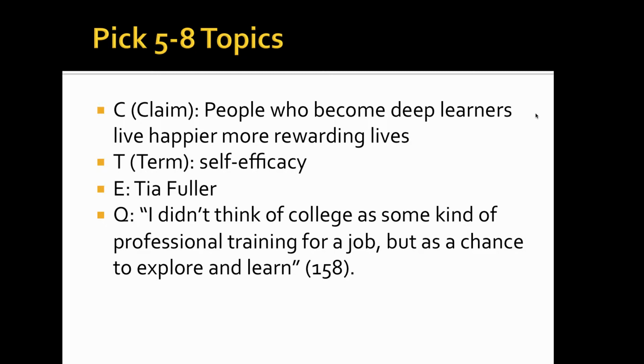And the CTEQ method actually perfectly identifies potential topics for you, because one topic could be a claim. A claim is an argument Bain is making. That could be a focus of a section of your paper. Another kind of topic could be a term, something like self-efficacy. Another kind of topic that you could explore in your paper would be an example, like Tia Fuller. Or finally, a quote, like this one here that I find so interesting in terms of what it suggests about how my favorite spider scientist thinks about the college experience.